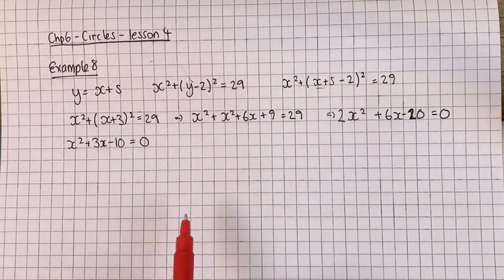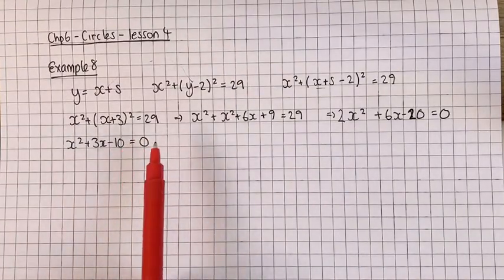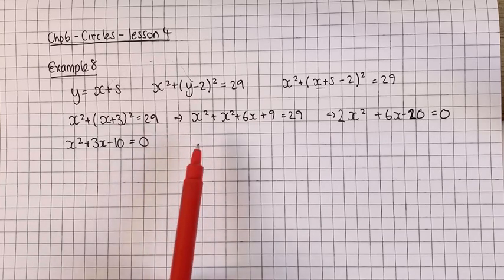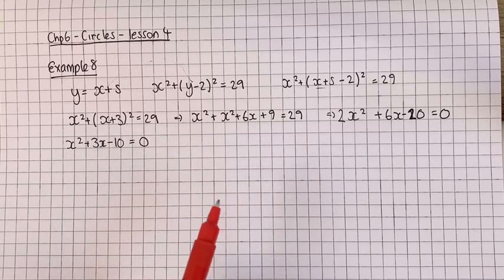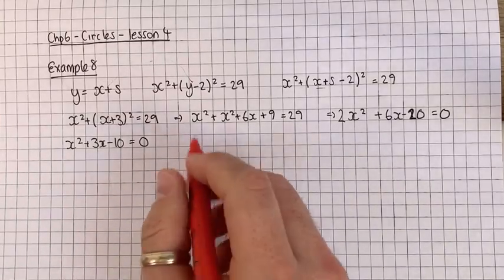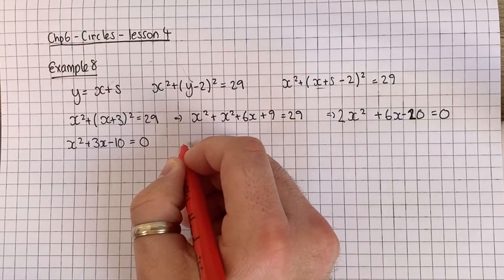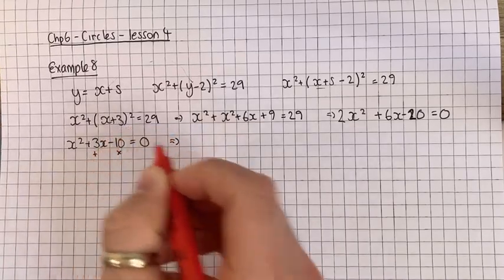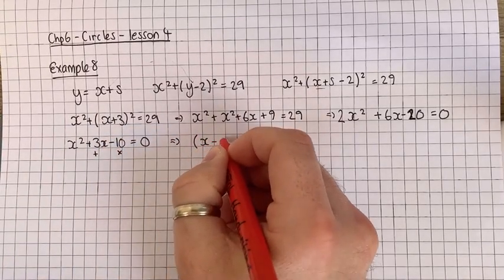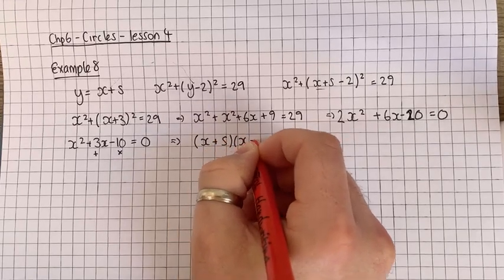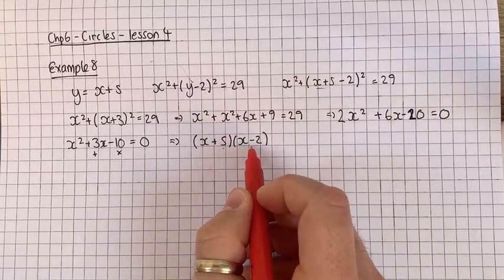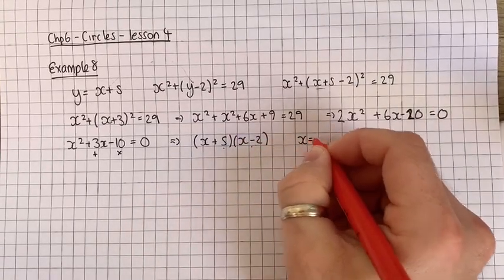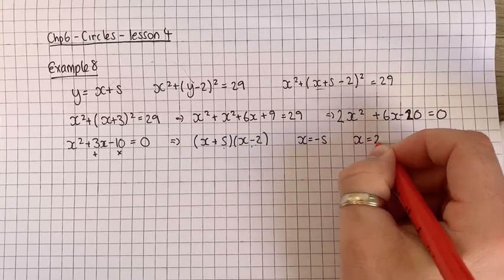So I have 3 methods in which we can solve this. We can first factorise, which should be our go-to method. If you can't factorise it or don't see the solution, then go for the quadratic formula, but you've also got completing the square as a backup method. So if I factorise it, I need to think of 2 numbers that times together to make minus 10 and add together to make 3, and that's going to be plus 5 and minus 2. 5 take 2 is 3, 5 times minus 2 is minus 10. So the solutions are x equals minus 5 and x equals 2.